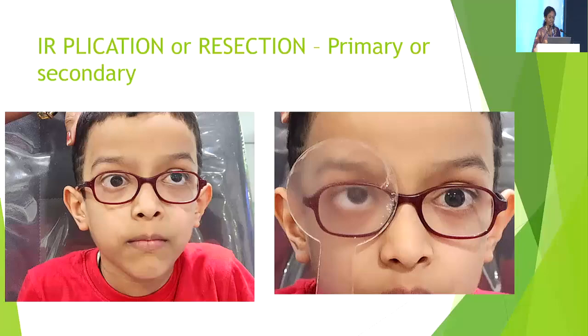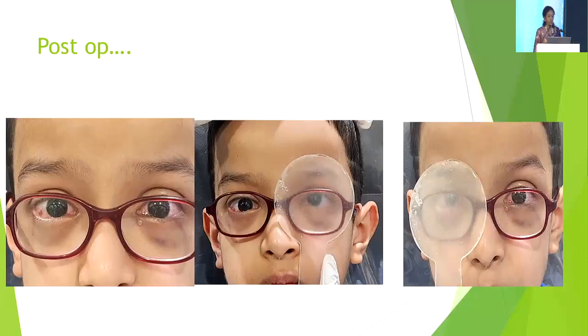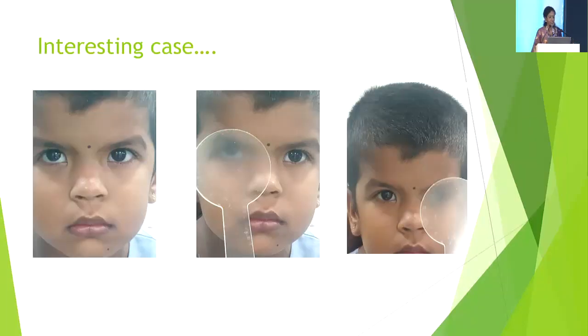So for IR plication, you can see that this boy has a large manifest DVD in the left eye. There is a DVD in the right eye too. I have done IR plication in both eyes. Of course, in the eye with the manifest DVD, I did a larger plication when compared to the eye with the latent DVD. So asymmetric surgeries, but bilateral surgeries are the surgery of choice.